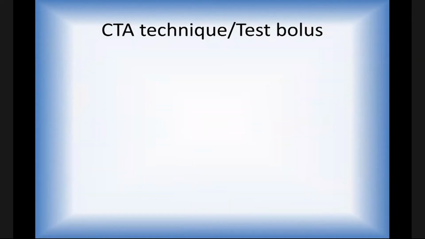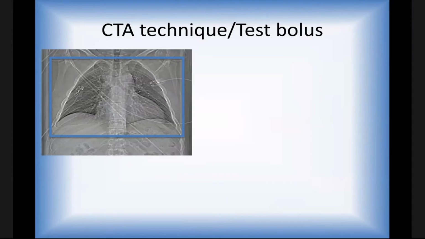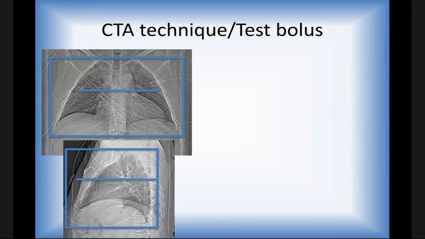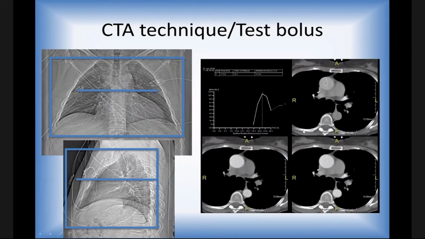And this is the test bolus, how we do it. We do the scout PA and lateral, and we use the same tracking, just below the carina, 1 to 2 centimeters below the carina. And then this is the aortic protocol. We scan after the first injection, we use 20 cc of contrast, and then we put the ROI in the ascending aorta, and the contrast comes in right here and then goes down. So we get the curve here.